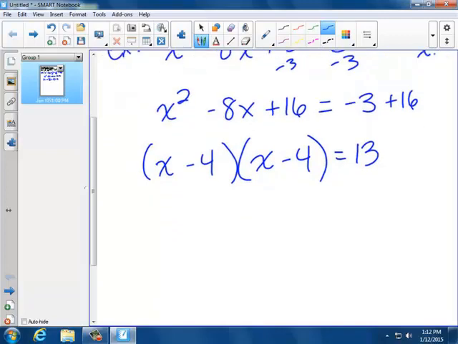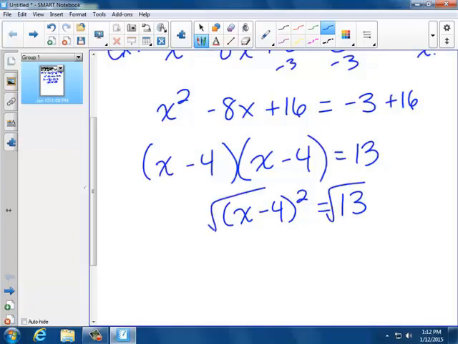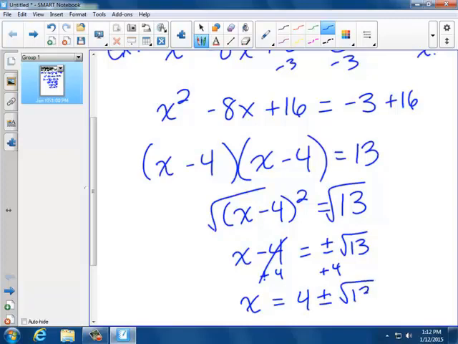Now this x minus 4 times x minus 4 is the same as x minus 4 squared. And now you can see that we can use the square root property. If I take the square root of both sides, on the left that cancels out the squared. Now I just have x minus 4 equals, and remember with the square root property, plus or minus. Two possibilities here, positive or negative square root of 13. Now I just have to do one more step to get the 4 to the other side. So I have 4 plus or minus the square root of 13, and that is my answer.